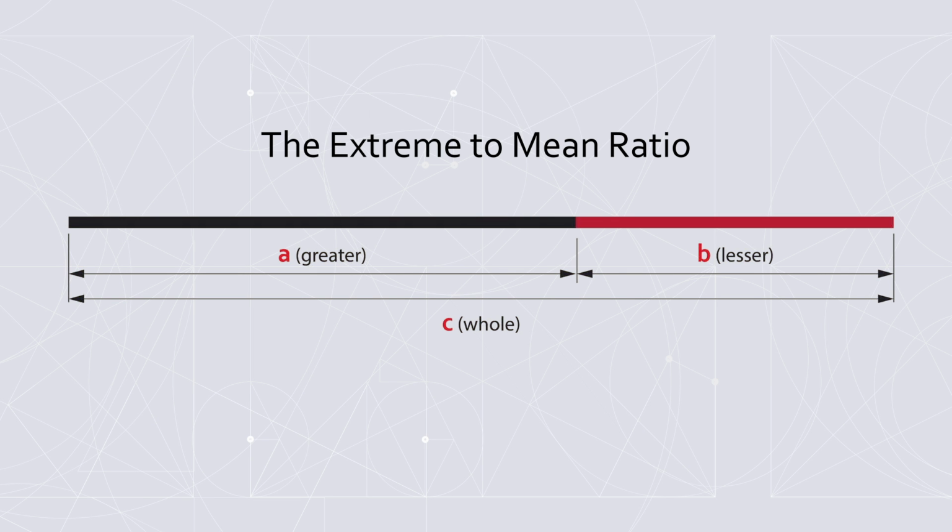Line B is to line A, as line A is to line C, or the lesser is to the greater, as the greater is to the whole.